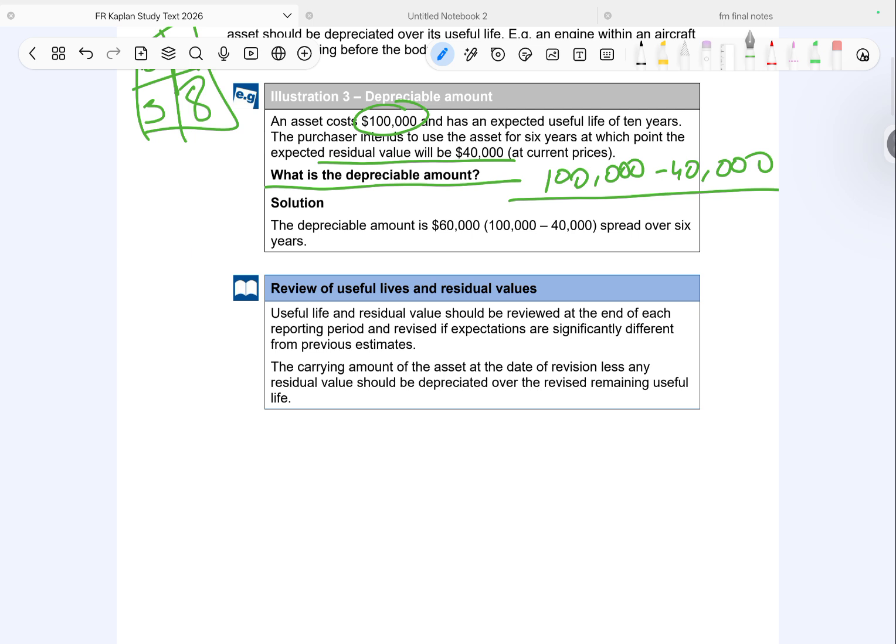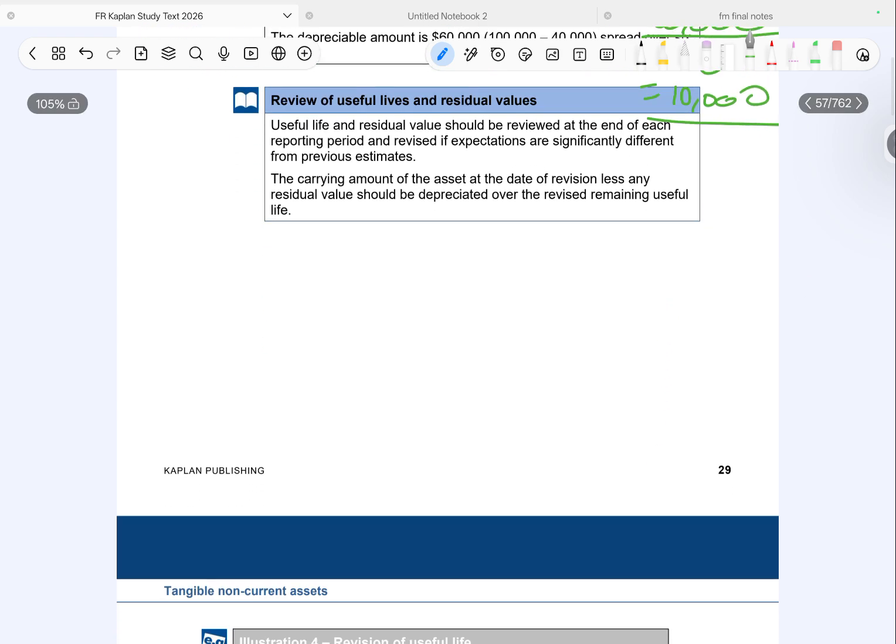Residual value is the amount we'll get back. Maybe we'll sell that asset or something, so that 40,000 we'll get back, and it is already at current prices, so we don't need to find the present value of that amount. So we'll minus it, and we'll get 60,000. It has an expected useful life of 10 years, but the purchaser intends to use the asset for 6 years. So I do not care about the 10 years, we are going to depreciate it for 6 years, because after that the purchaser is going to throw that machine away. So we get a depreciable amount of 10,000.